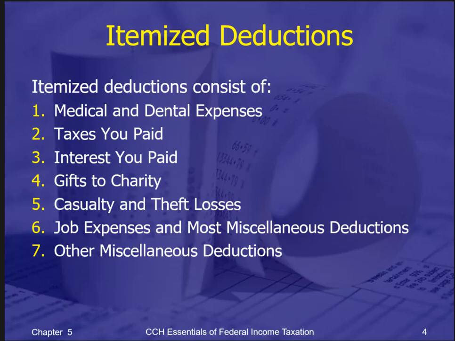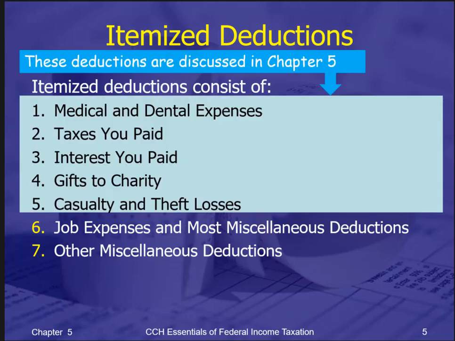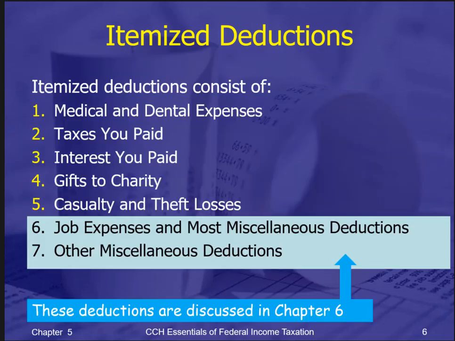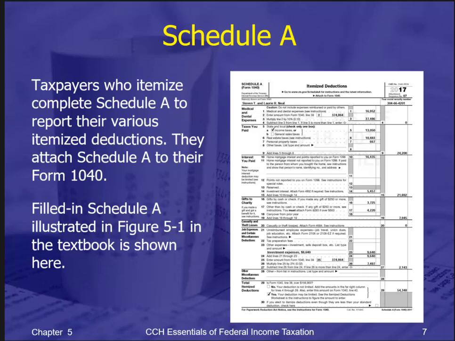So our itemized deductions include this list. We're going to talk about the first 5 in Chapter 5 and the last 2 in Chapter 6. So these chapters really do go together. All right, this is the Schedule A. This is where your itemized deductions are listed and calculated and totaled up.